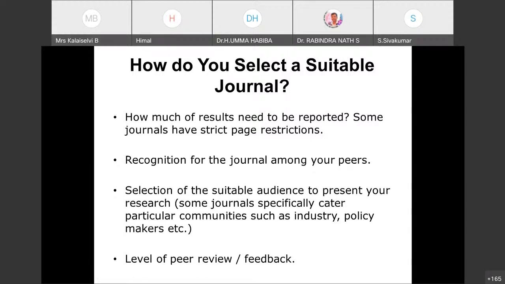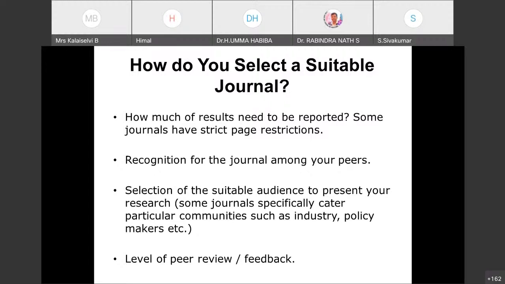So let me elaborate on it a little bit further. So how much of the results need to be reported, right? Most journal papers have strict page guidelines, restrictions. They will specify exactly how many pages you are allowed to write and so on. So that can also be another aspect that you need to consider. And also the recognition of your targeted journal among your peers. For example, now we have ranking systems for publications. So the higher the rank, the more prestigious is the journal that you want to submit to.